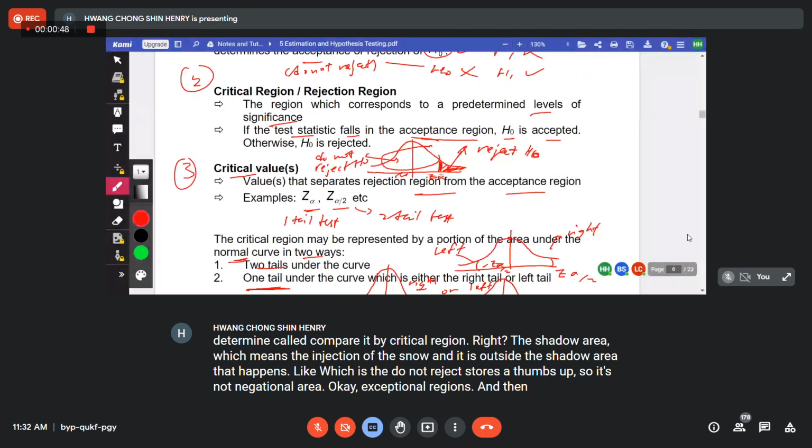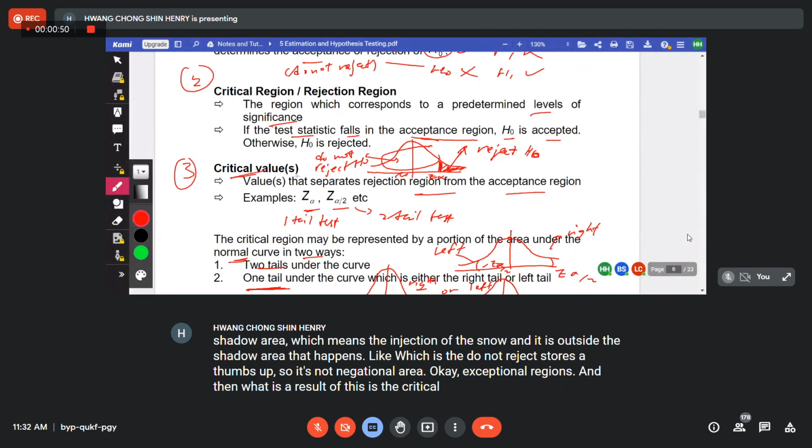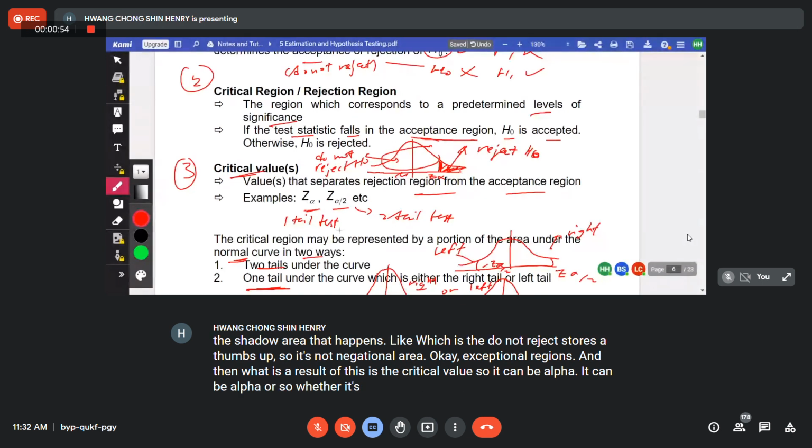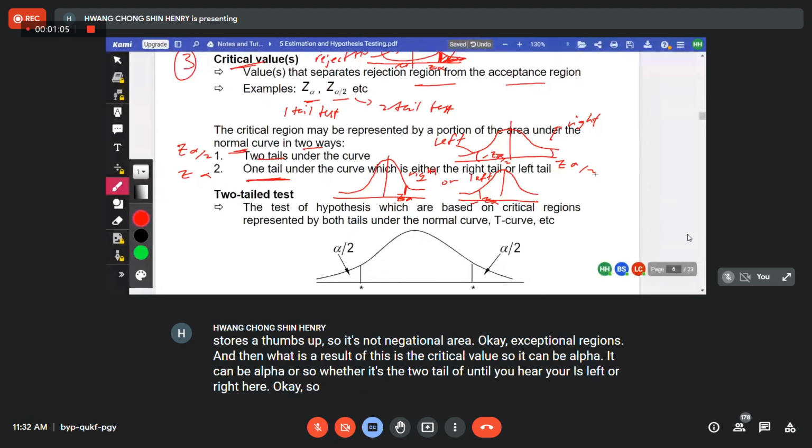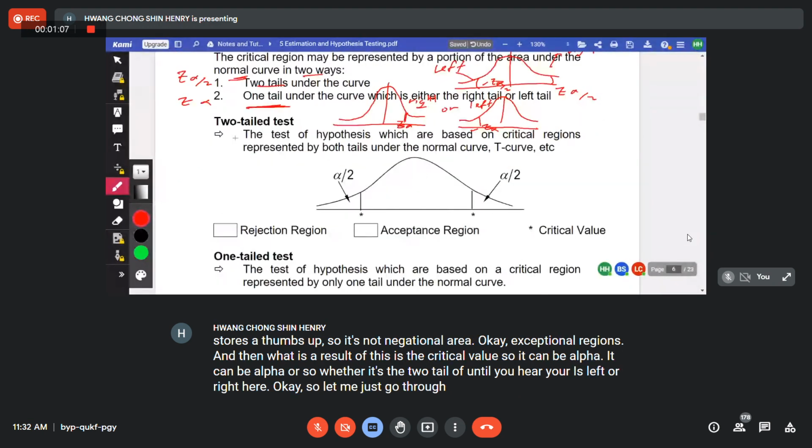And then what is the Z alpha? This is the critical value. So it can be alpha, or it can be alpha over 2, depending on whether it's two tail or one tail. For two tail here, your alpha must be divided by two. For one tail, your alpha is only for the left or right tail. Okay, so let me go through a bit faster.